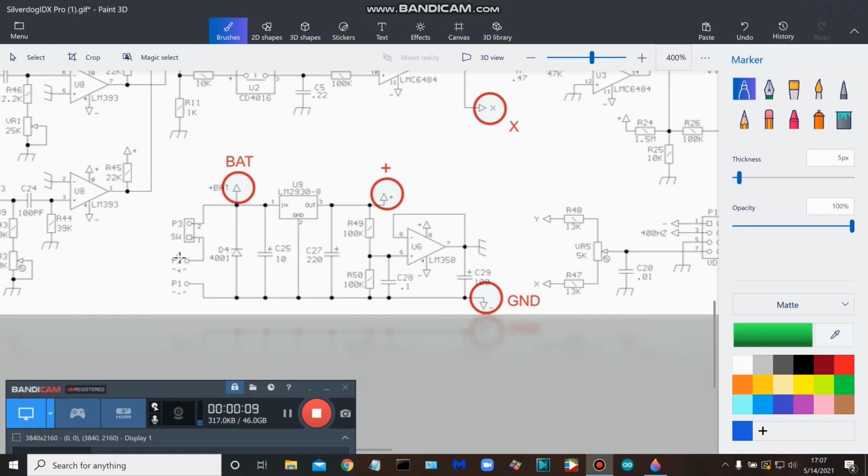Right here we have our battery minus and plus. In this instance, on this project, battery minus is going to be the ground reference, okay? Here's battery plus. We go through a switch right here, 4001 diode, offering a little bit of reverse polarity protection. Here we have our linear voltage regulator. I did not use this part. I used a L7808.